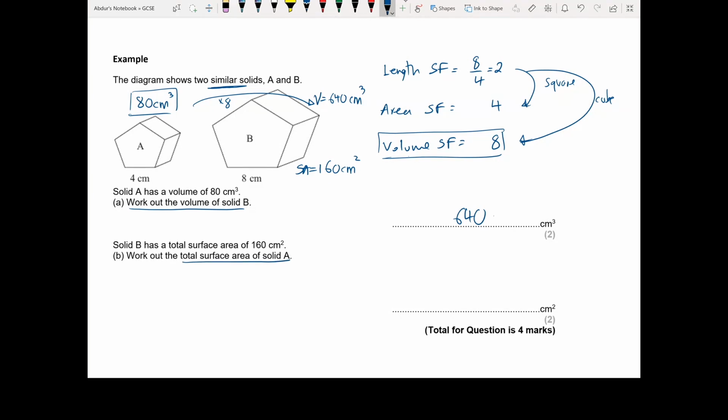So solid A, how do I go from the larger surface area to the smaller? Well, I'm going to use the scale factor, but since I'm going to the smaller one, I'm going to divide by that scale factor. So I'm going to do 160 and I'm going to divide that by the area scale factor since I'm working with areas here. The area scale factor is 4. So I'm going to divide 160 by 4 and that gets me 40 centimeters squared is the surface area of the first shape, shape A. So I can write down here 40 centimeters squared is the surface area of my shape A.